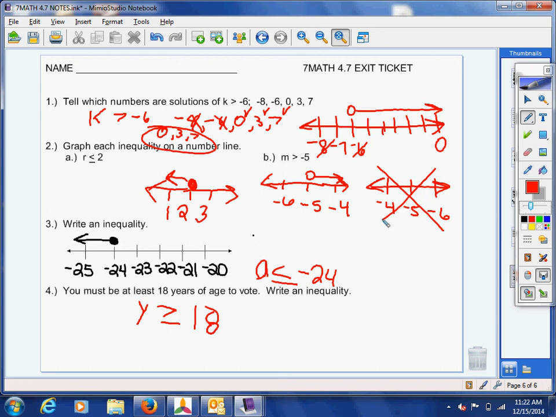AC came up and wrote an inequality. Looks great. What variable, do you have to use A? No, you can use any variable. She picked it because it's the first letter of her first name. So A is less than or equal to negative 24. Looks good. Todd came up and did Y. Did he have to do Y? Could he use any other variable? Yeah, he could use any variable. Y is greater than or equal to 18. Okay, that's great. Looks really good.